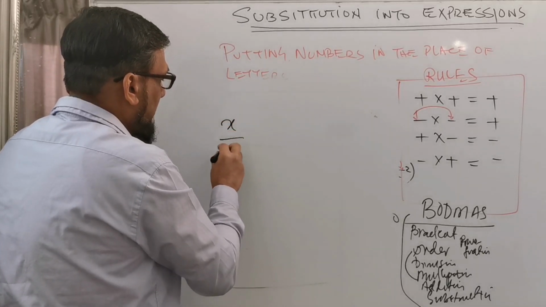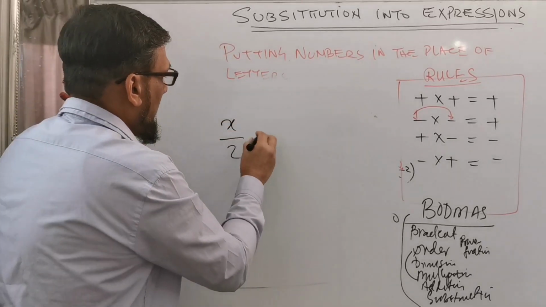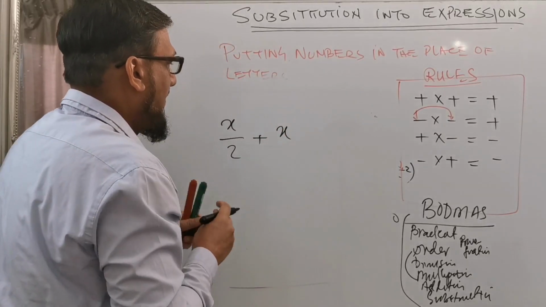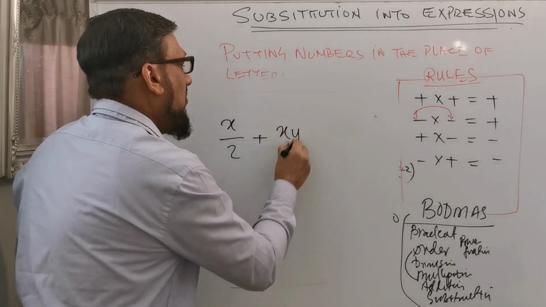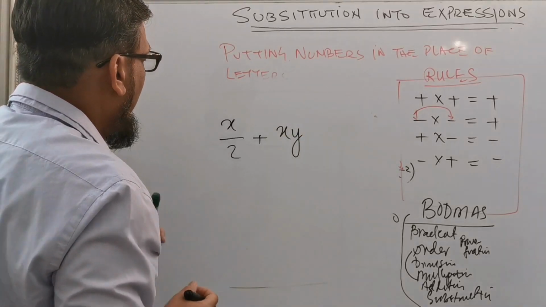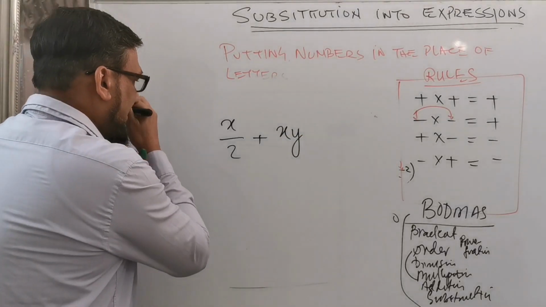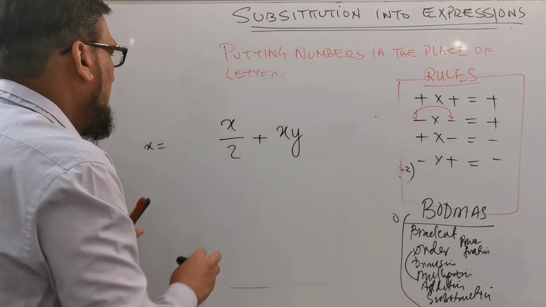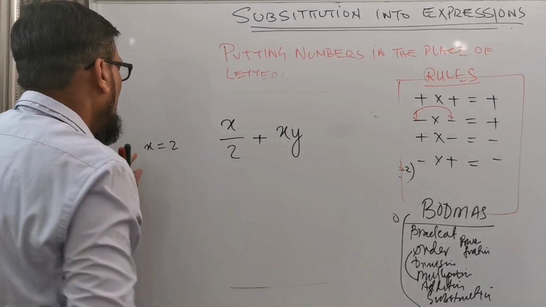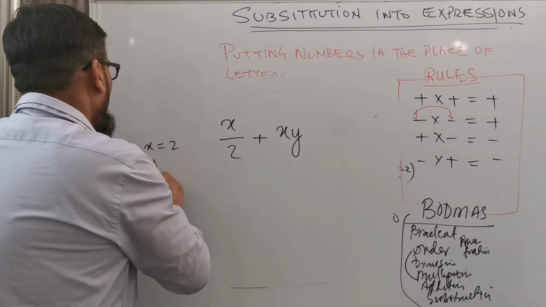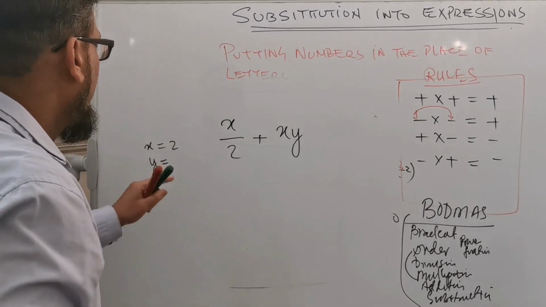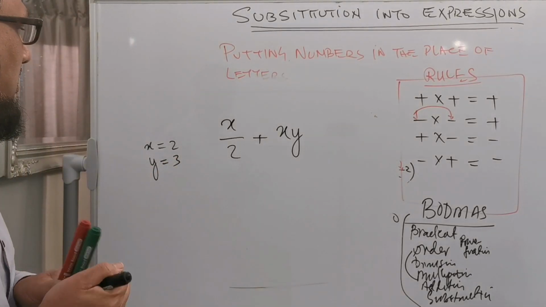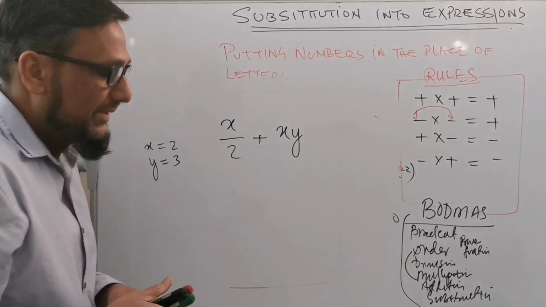x plus 2 plus xy over 2. The value of x is 2 and the value of y is 3. So we need to simplify this one.